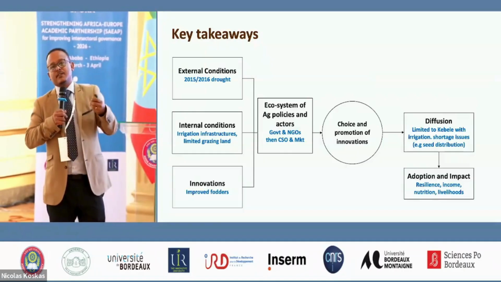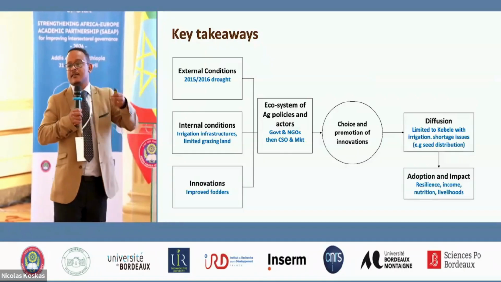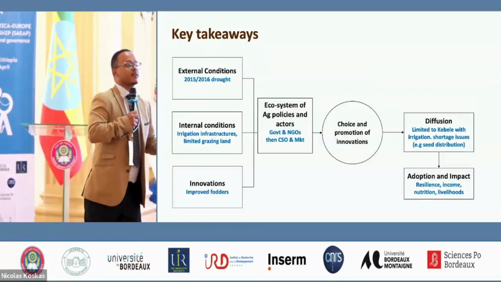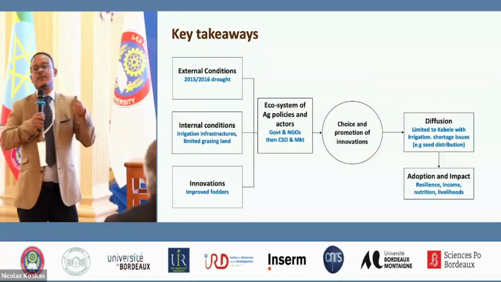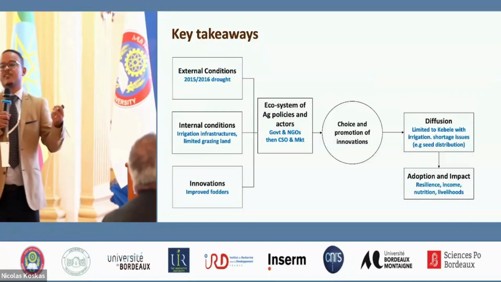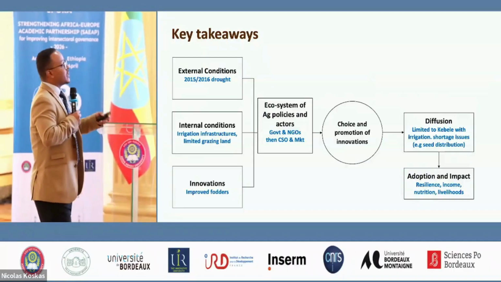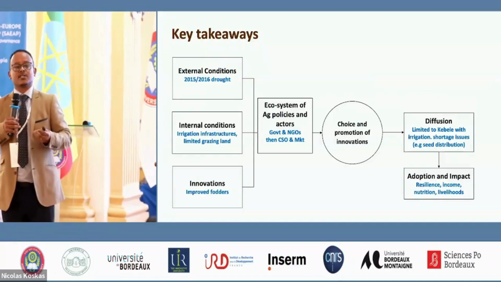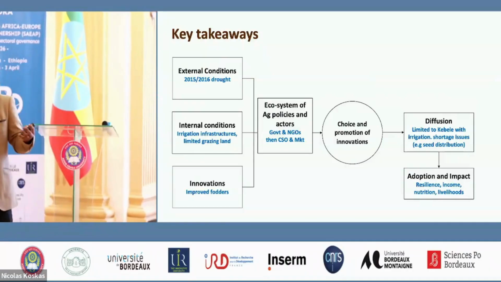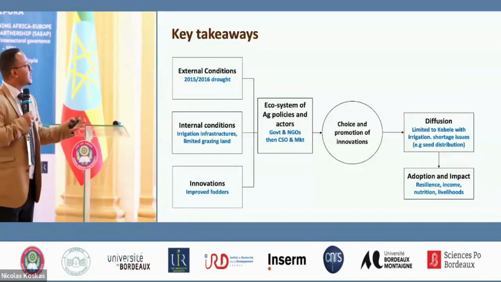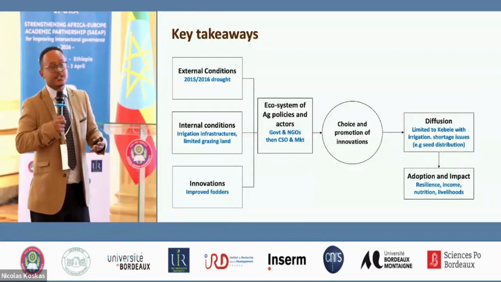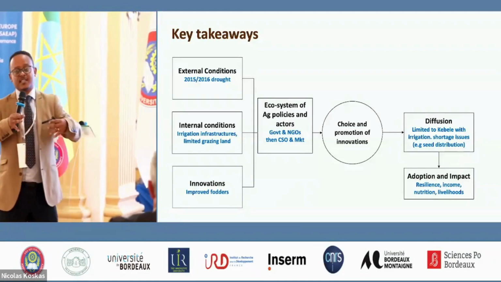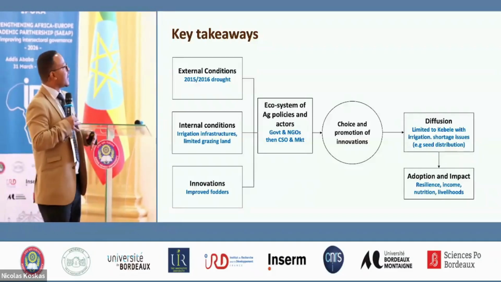For any given innovation, in this case improved forage, there are external conditions that trigger, and that remind us that, okay, we need to do something, that trigger the action. We then also need the internal conditions there to allow us to adopt or diffuse those innovations. So in this case, it's the irrigation infrastructure and the limited grazing land because of the prosopis and invasive species that keep on expanding.